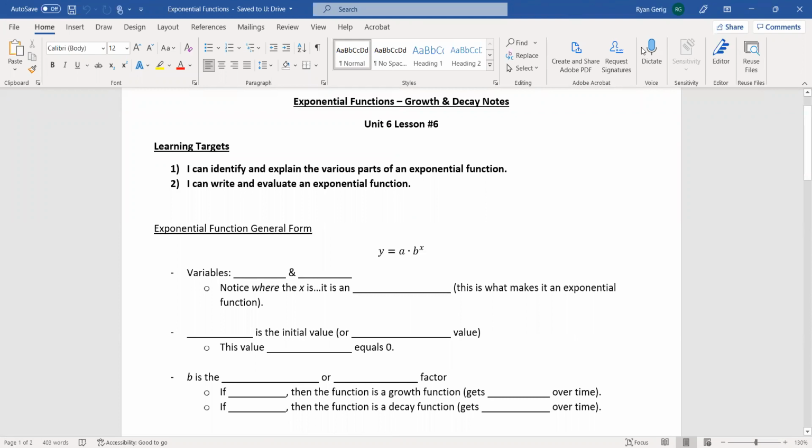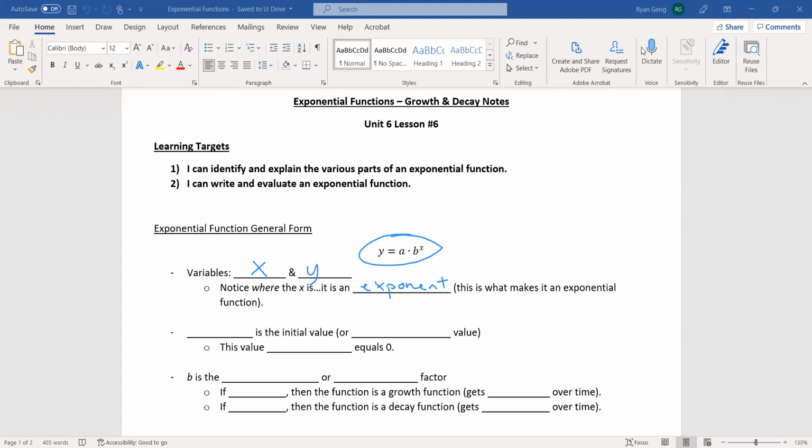So identify and explain the various parts of an exponential function, which is what we're going to start with, and then write and evaluate an exponential function, which is the word problems. So an exponential function has a general form of y equals a times b to the x. Now looks like there's four variables there, but not really. There's actually only two variables, x and y. First thing I want you to see is where the x is at. It is an exponent. That right there is what makes this an exponential function. Okay, the exponent of x makes it an exponential function.